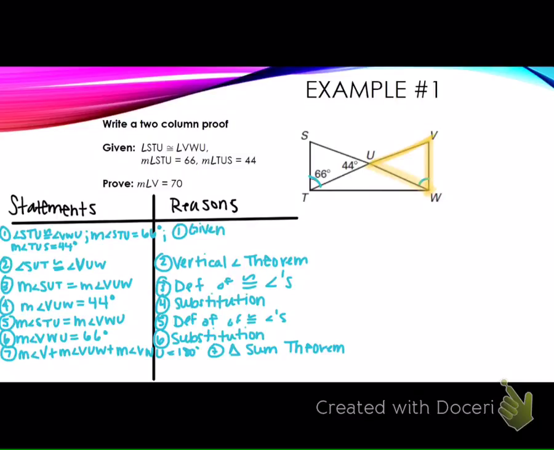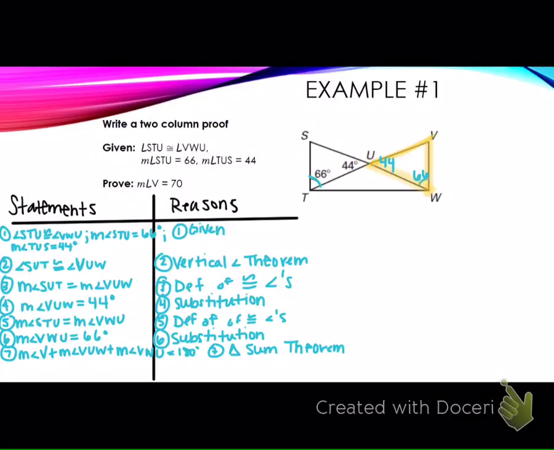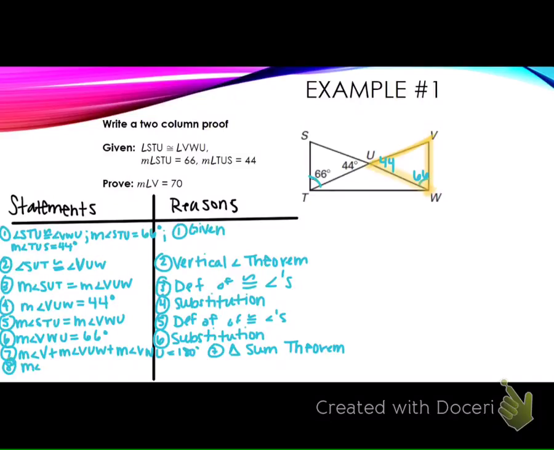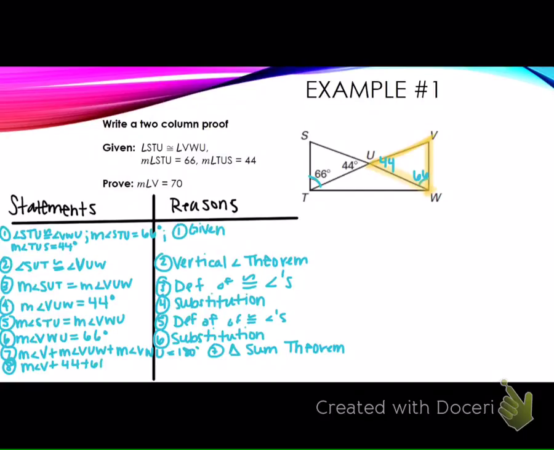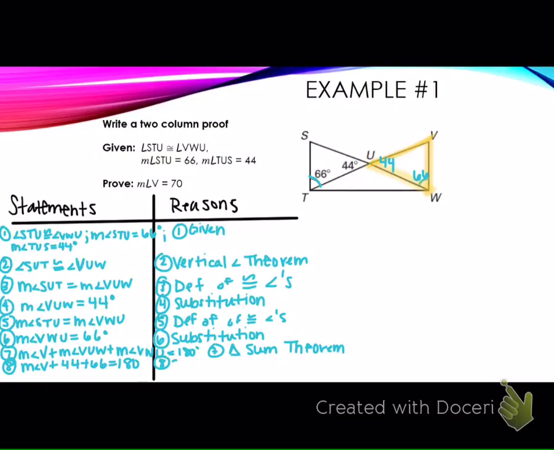Not right now, I'm in the middle of this. What do we know VUW is the measure? How much is VUW? What is VUW's measure? VUW is 44, and VWU is 66, so we're going to use substitution there now and plug those in. So the measure of angle V plus VUW, which is 44, plus 66 equals 180. Which is substitution.